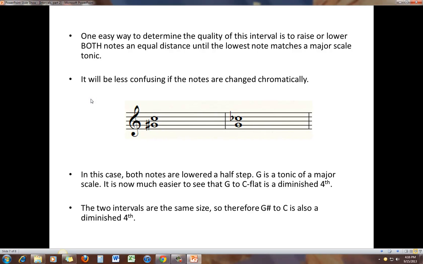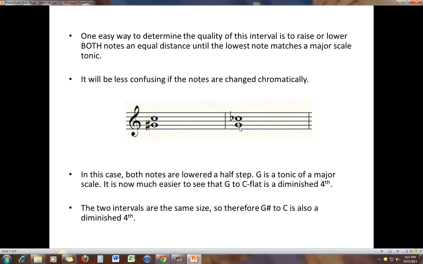One easy way to determine the quality of this interval is to either raise or lower both notes an equal distance until the lowest note matches a major scale tonic. It will definitely be less confusing if you do this movement chromatically. So the interval that we started with, G sharp to C, we have now lowered both tones to G natural to C flat.